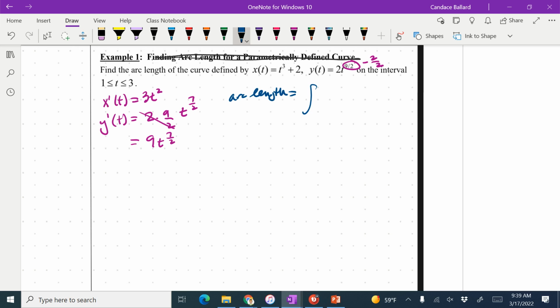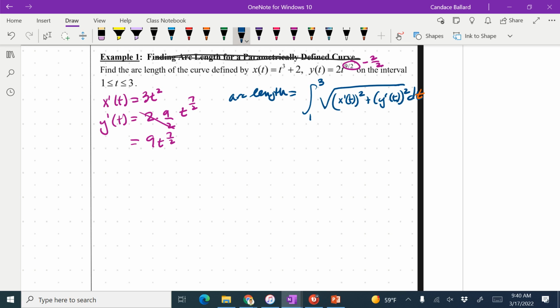In this case, what are my bounds? 1 to 3. Very obvious, right? They gave us an interval. And then it's going to be the square root of x prime of t squared plus y prime of t squared dt. Again, that's helping you memorize the formula. You write it out something like that every time. I know that seems weird to do on every problem, but if you did, you'd get it down. If you did 4 or 5 problems, you'd probably have it.